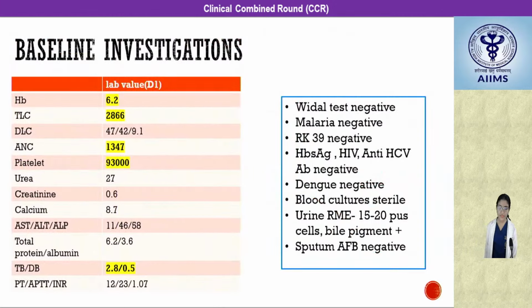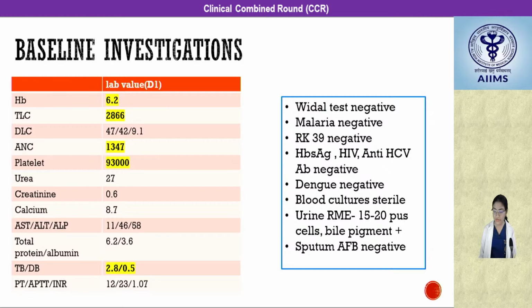Her baseline investigation on the first admission was a hemoglobin of 6.2 gram per deciliter, a total leukocyte count of 2,866, an absolute neutrophil count of 1,347, platelet count of 93,000, and total bilirubin of 2.8. Her malaria and RK39 antigens were negative. Her viral marker was negative, dengue negative, and blood cultures were sterile.